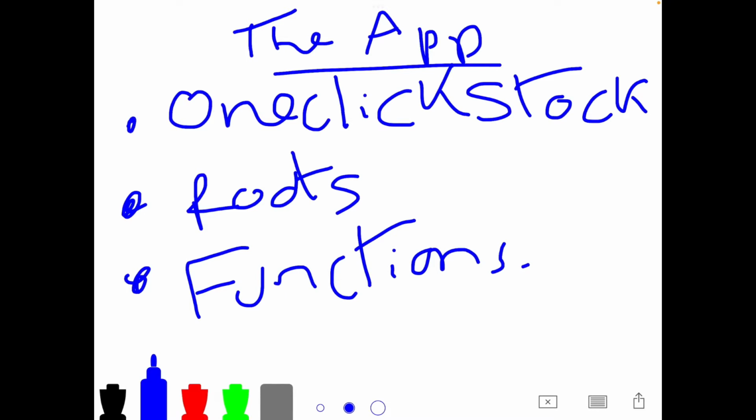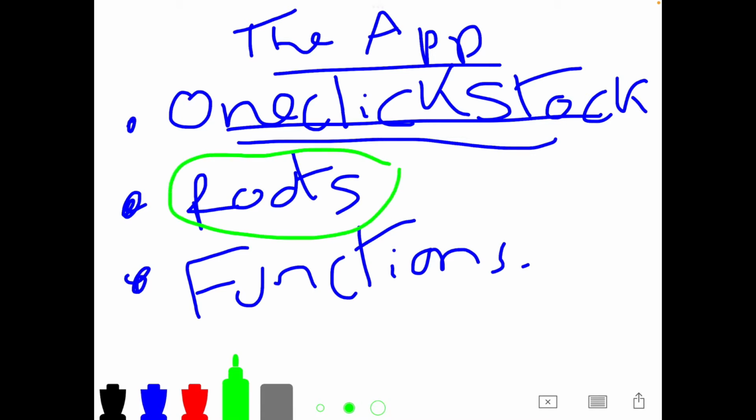I have invented an app. It's called OneClickStock, as you see it written right here. This OneClickStock app makes everything possible in one click. I want to talk first of all about the roots, where the idea of the app came from, so you can understand perfectly what the app is trying to tell you.